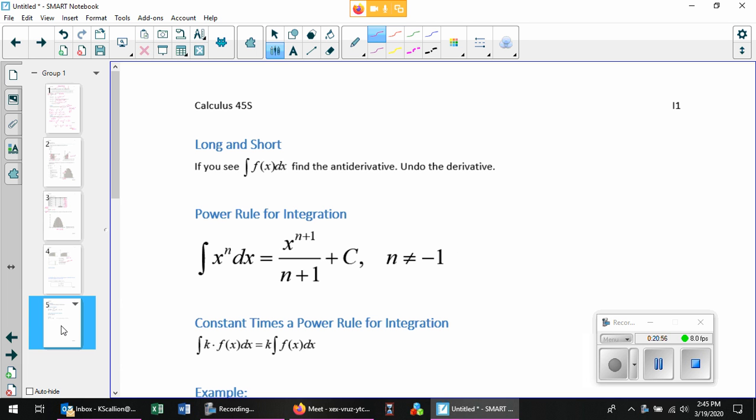So if you see the integral sign, and you see f of x times dx, you're going to undo the derivative. You're going to go back to the original. Okay, you ready for this? So this is how you do it.